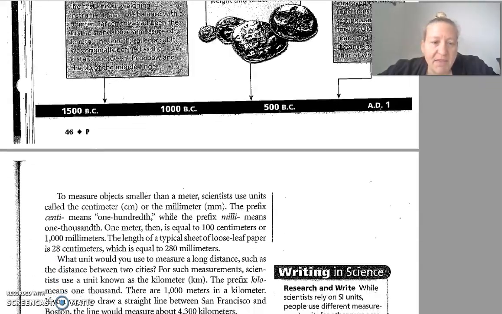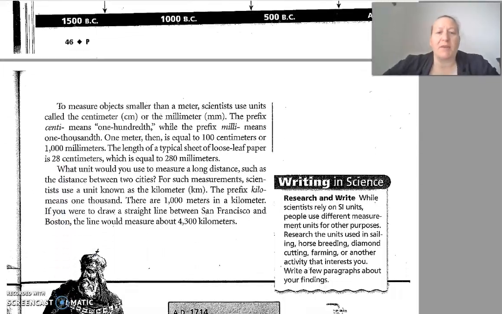All right. To measure objects smaller than a meter, scientists use units called the centimeter or the millimeter. The prefix centi means 100th, while the prefix milli means 1,000th. 1 meter, then, is equal to 100 centimeters or 1,000 millimeters. The length of a typical sheet of loose leaf paper is about 28 centimeters, which is equal to 280 millimeters.